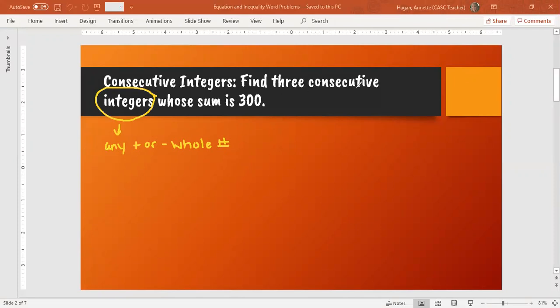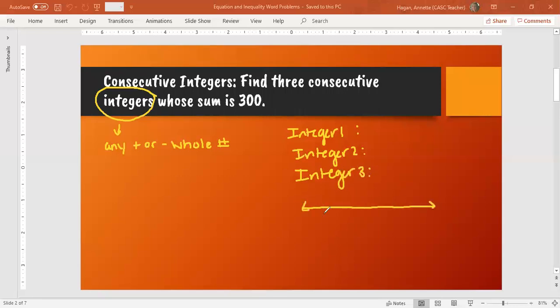So I want 3 consecutive integers whose sum is 300, okay? We do not know what the integers are, but we know we have integer 1, integer 2, integer 3, okay? And I'm going to draw a number line to help everybody understand this. So integer 1, we have no clue what it is. So it is x, okay?